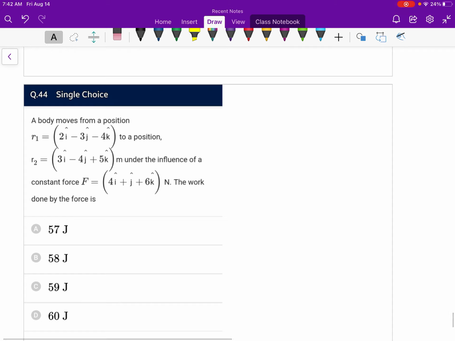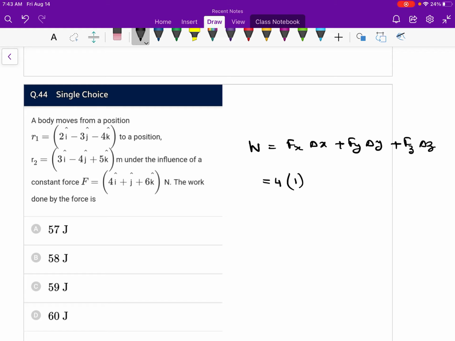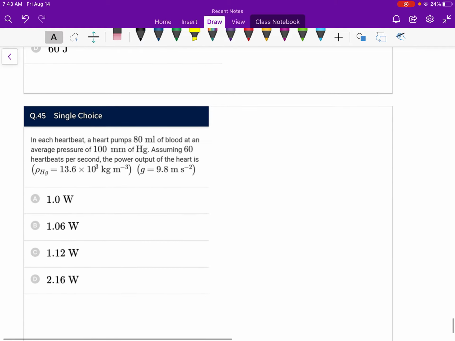A body moves along a path, find the work done by the force. We can calculate W is Fx delta x for constant force, plus Fy delta y plus Fz delta z. So Fx is 4 and delta x is 3 minus 2, 1. And Fy, which is 1, delta y is minus 4 minus minus 3, that is minus 1, plus Fz, which is 6, and delta z is 5 minus minus 4, 9. So 6 nines are 54 plus 4, 58, minus 1, 57 joule. So A is the correct option.